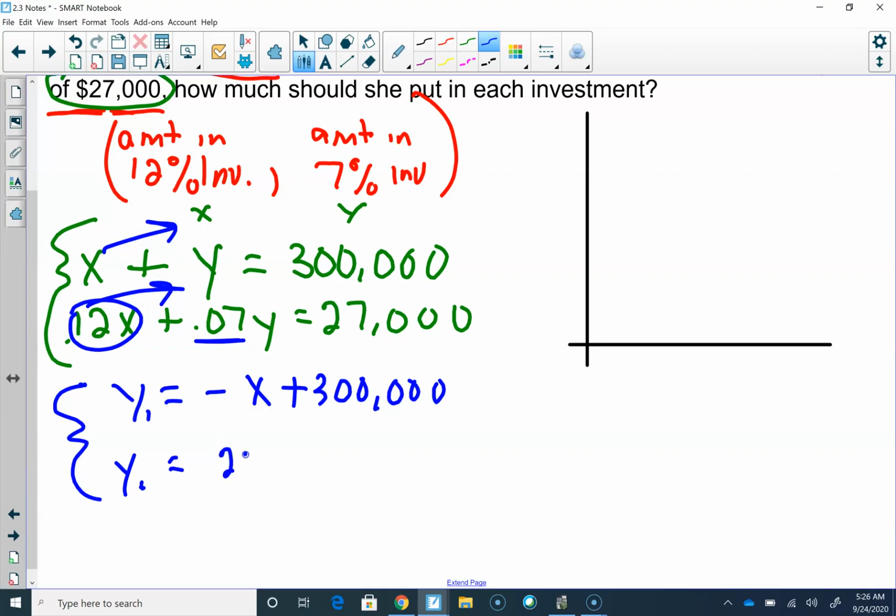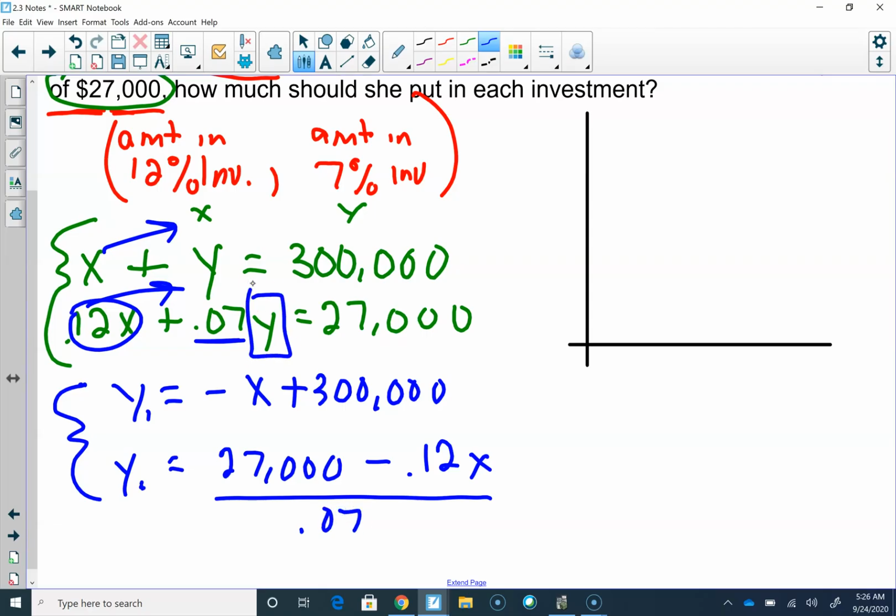So I'm going to start with my 27,000. I'm going to minus my 0.12x, my x term. You're going to do these all the same. That's why I'm going to do a little shortcut here. If you need to show all your work, show it. I'm going to move the x term over, and then I'm going to divide the whole thing by 0.07, and that's going to get the y by itself. When you put this in your calculator, be sure that you put parentheses around that numerator because you're subtracting.